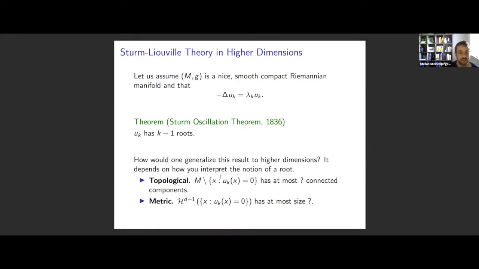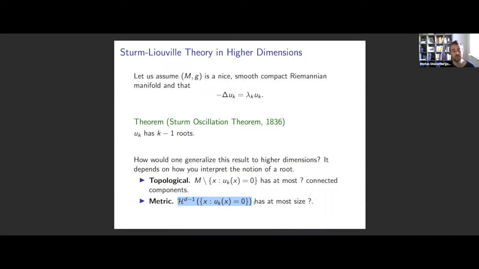Then we have the Sturm oscillation theorem, the weak one, and it says that we have a result on the number of roots. So how would you generalize this to high dimensions? What are roots in high dimensions? There are essentially two ways of looking at this. One way is, a root is where the function vanishes. So you look at the size of the set where the function vanishes. Of course, in d dimensions, it's a codimension 1 set, so you look at the d minus 1 dimensional volume of that set. That's the metric version. But there is also a topological version, and the topological version says, remove the zero set, how many connected components remain?